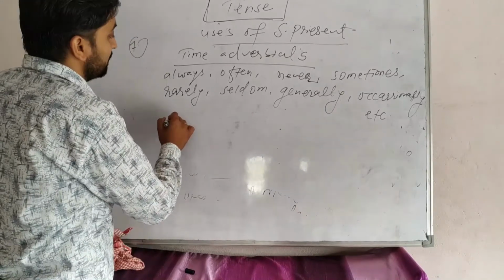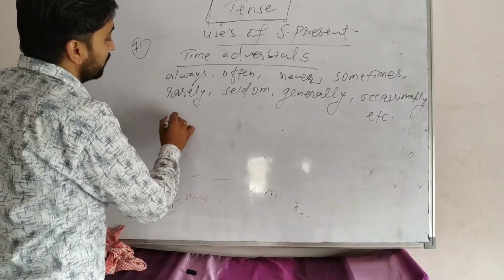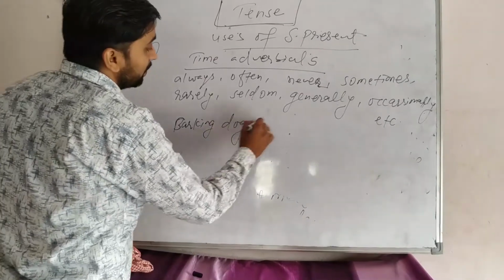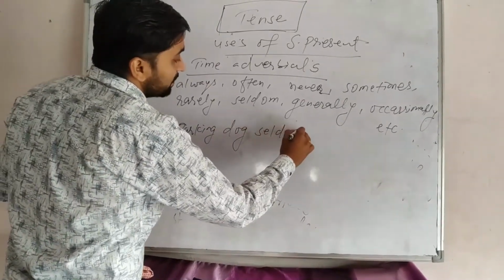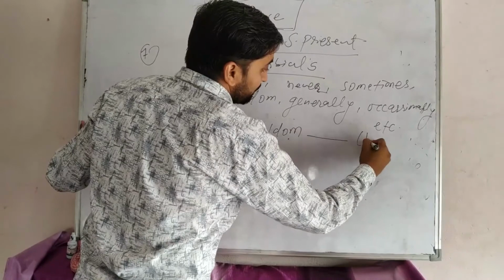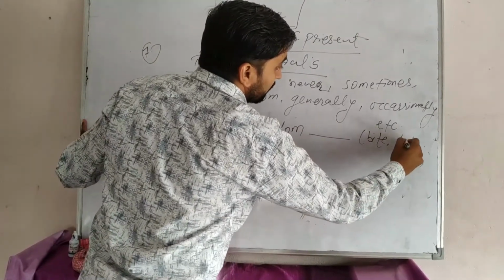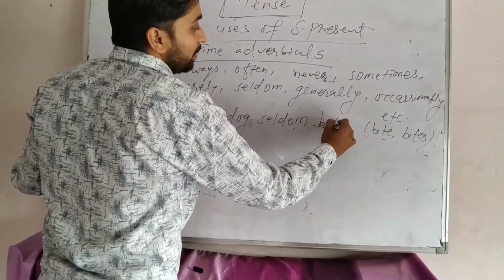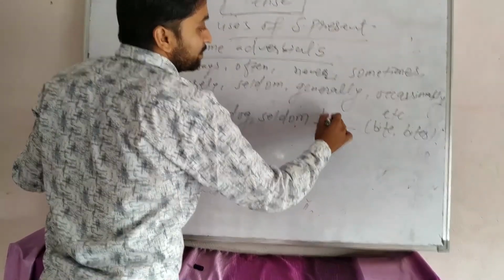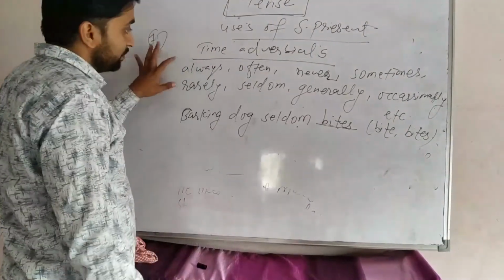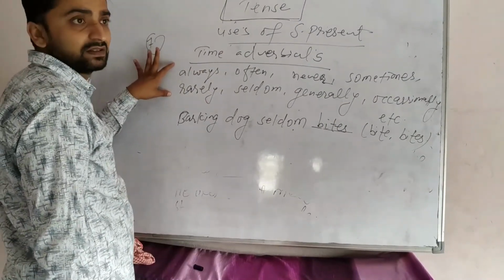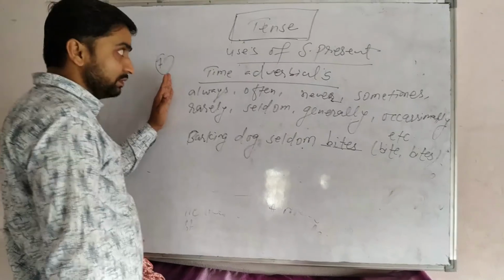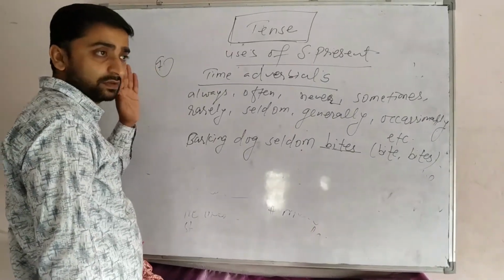For example, you can say: barking dog seldom bites. Barking dog seldom bites. So these are the time adverbials. With these time adverbials, simple present tense is used. So these are the uses of simple present.